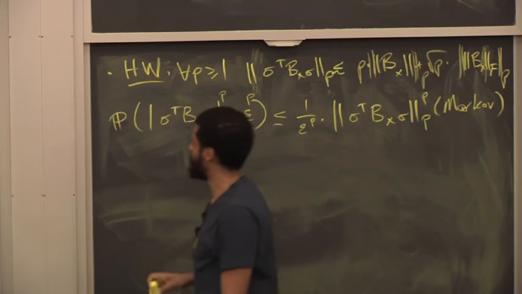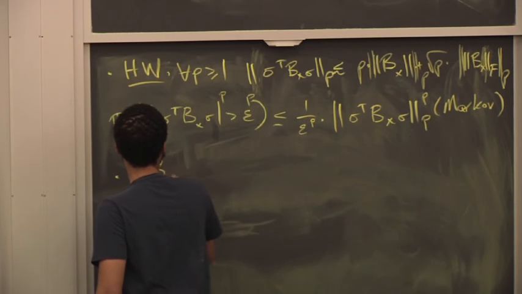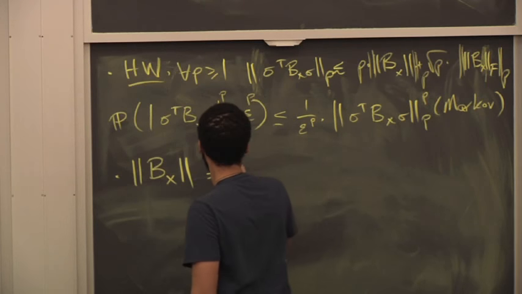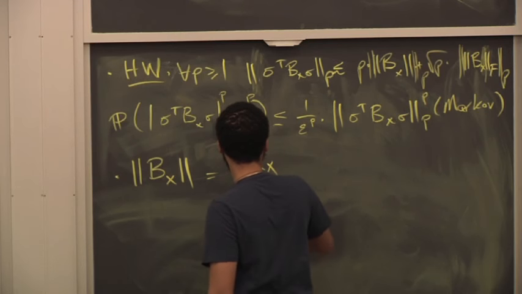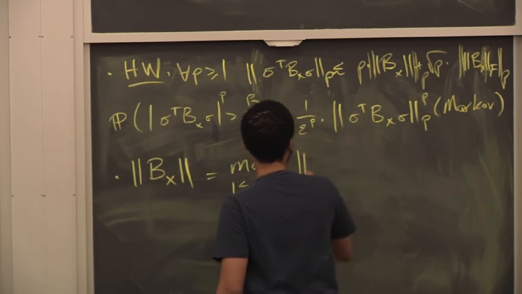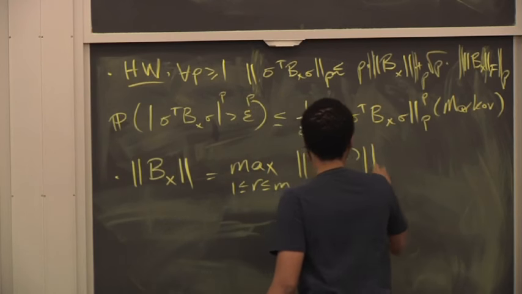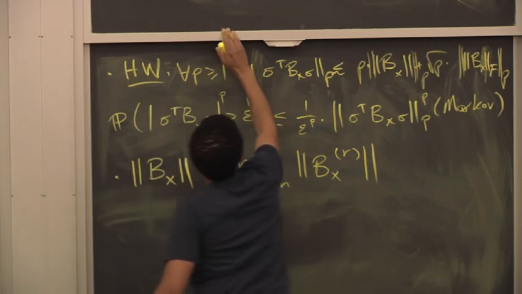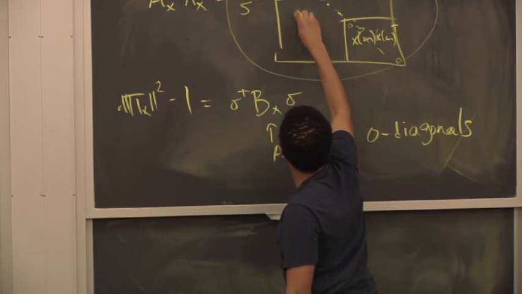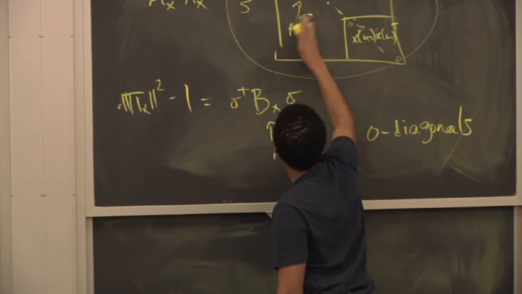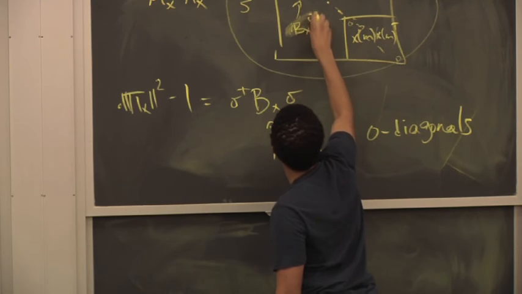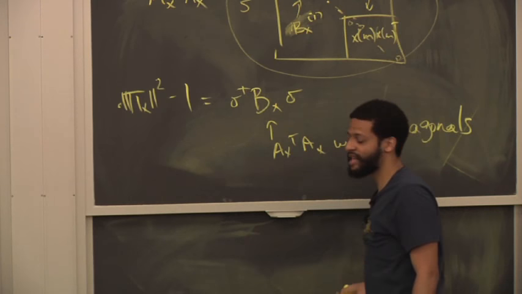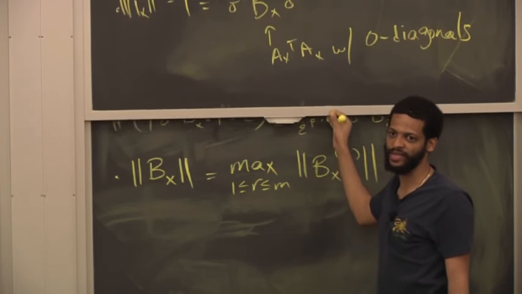So let's look at the operator norm. The operator norm of Bx is the max over r between 1 and m of the operator norm of Bx^r, where I'm calling this here Bx1, and this is Bxm. It's the different blocks. Whenever you have a block diagonal matrix, the eigenvalues are the eigenvalues of each block.